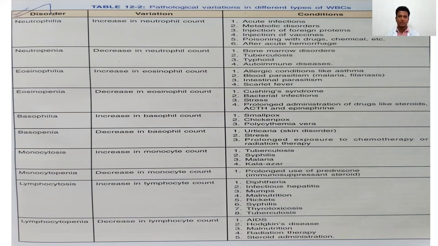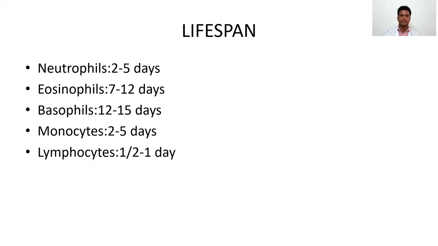Monocytosis, an increase in monocyte count, is seen in tuberculosis, syphilis, malaria, and cholera. Monocytopenia, a decrease in monocyte count, is seen in prolonged use of prednisone. Lymphocytosis, an increase in lymphocyte count, is seen in diphtheria, infectious hepatitis, mumps, malnutrition, recurrent syphilis, thyroid toxicosis, and tuberculosis. Lymphocytopenia, the decrease in lymphocyte count, is commonly seen in AIDS, Hodgkin disease, malnutrition, radiation therapy, and steroid administration.